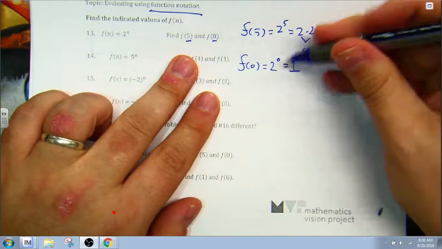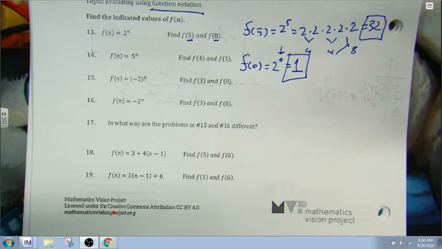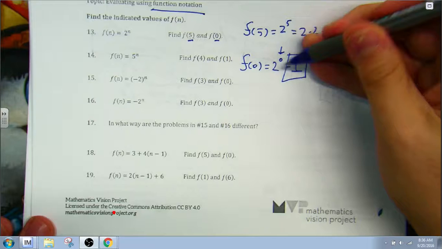So that's it. That's all you have to do. Anything to the 0 power is 1, because it's kind of one of those weird math concepts. If you multiply something by itself never, what do you have? Your heart might want to say 0, but it's not going to be 0. In this case, it's just going to be 1.